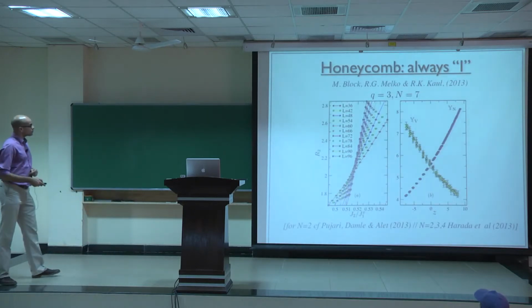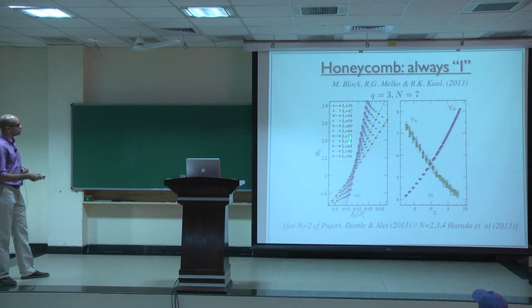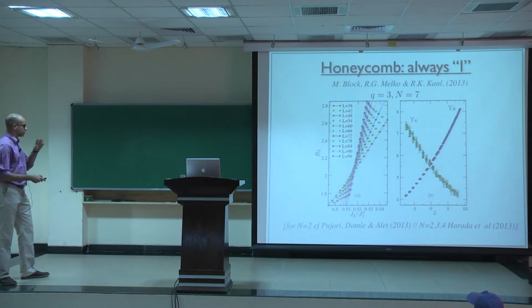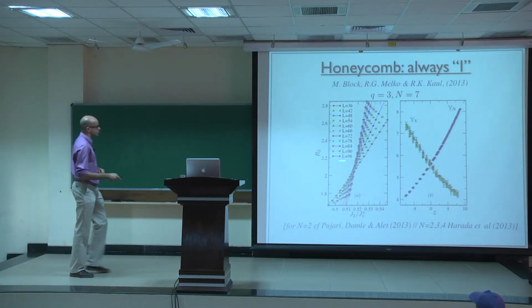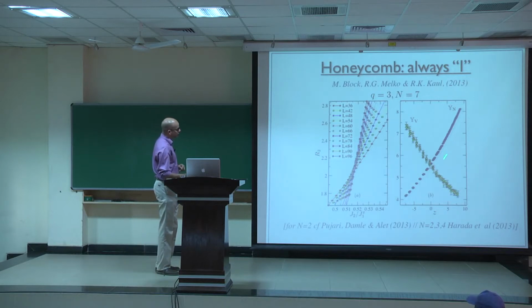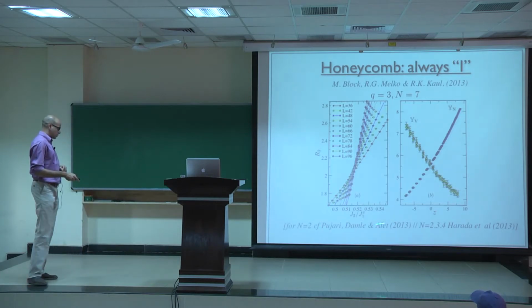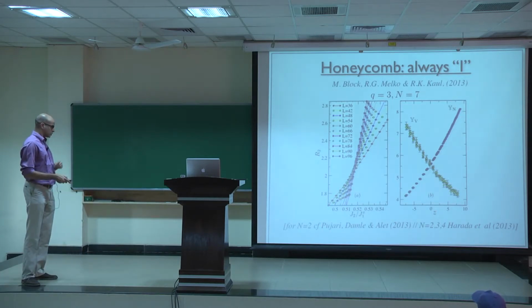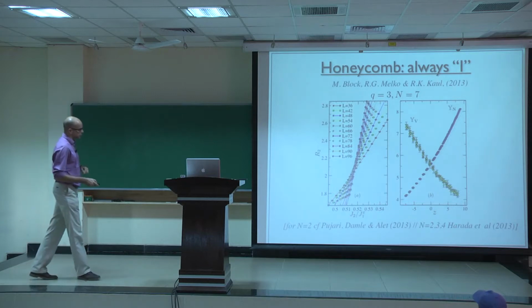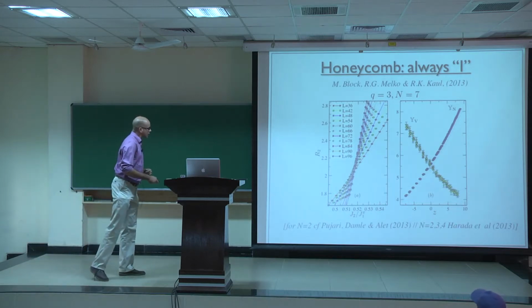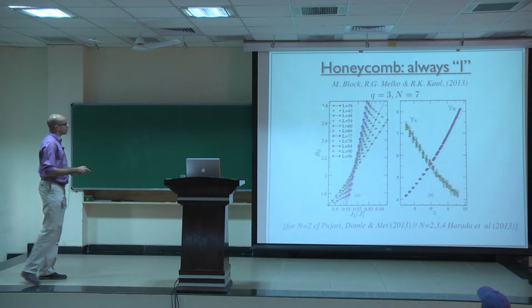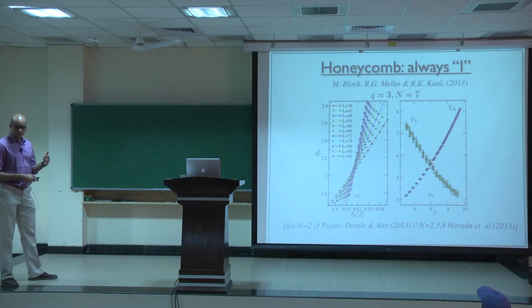And so this is some work I've shown you on the honeycomb lattice, where we've measured, this is a Binder ratio, which shows a nice crossing. This is n equal to 7. So this is SU(7) on a honeycomb lattice. And we can collapse the data very nicely and extract the Néel and VBS anomalous dimensions. The cases of n equal to 2 were studied by Pujari, Damle, and Alet, and n equal to 2, 3, and 4 were studied by the Japanese group led by Kawashima and Harada. And it appears that the honeycomb lattice is very much like the square lattice.